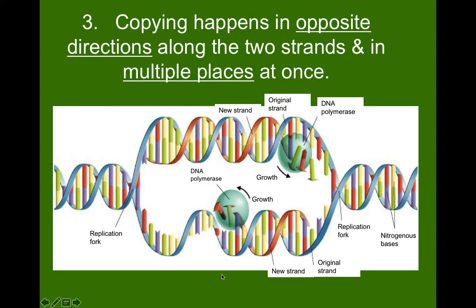So the copying happens in opposite directions, along the two strands and in multiple places at once. For one strand, this is called the replication fork, where it splits. It's just going to keep adding new ones here. This one is going to go this way, and on the one side, it'll just be continuous. On the other side, we're going to get little fragments that have to get stitched together. We'll actually see that in a video clip that we look at next. But you can kind of see how this happens. So we're untwisting here, and we're starting to create new strands of DNA, going both to the left and to the right.